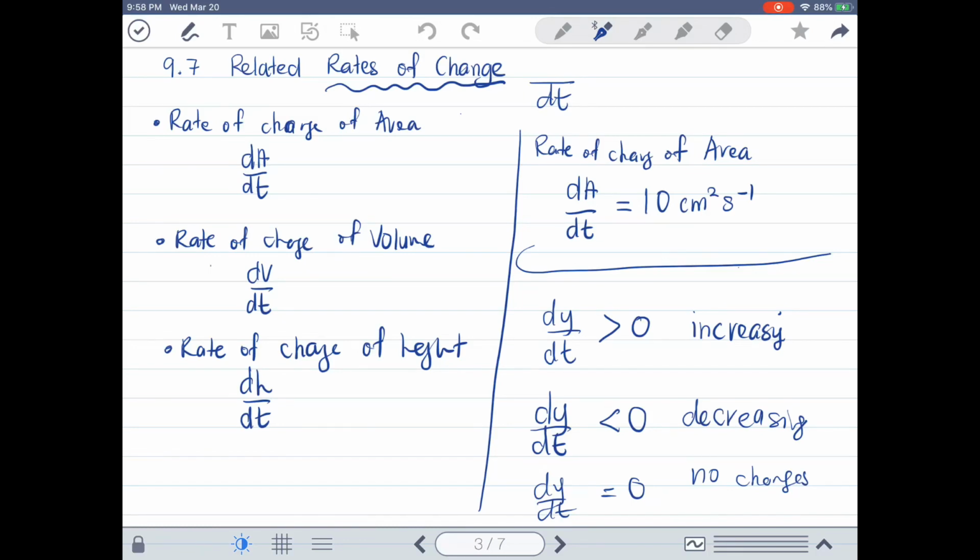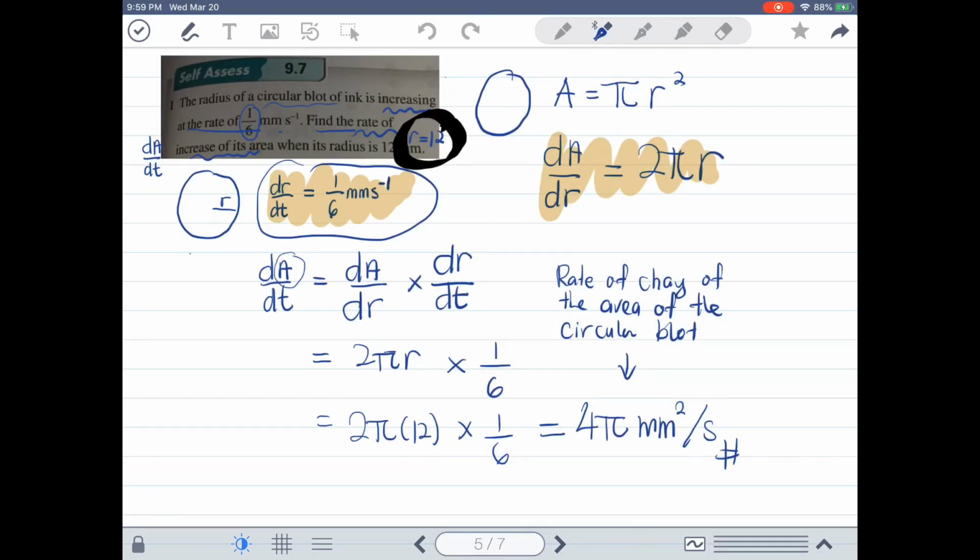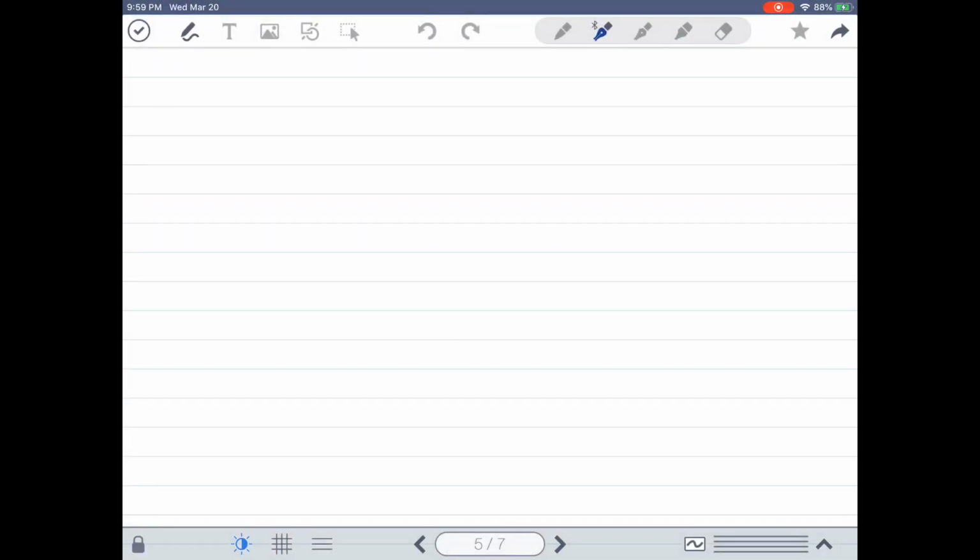And for this subtopic, it's very important for you to recall the chain rule. Remember the chain rule: if we want dA over dt, then we should have dA here times with dt here, and the thing here should equal the thing here. So for example, if we have dr, then here should also be dr. That is the chain rule. Let's go straight to an example question.